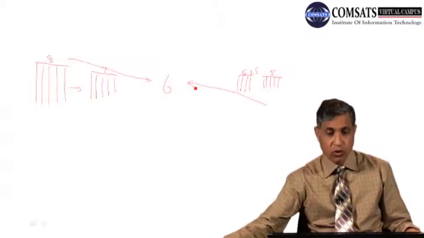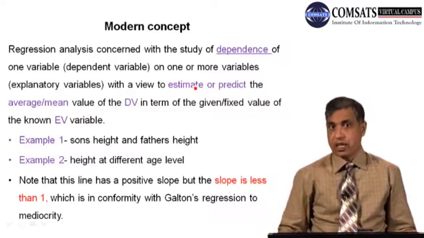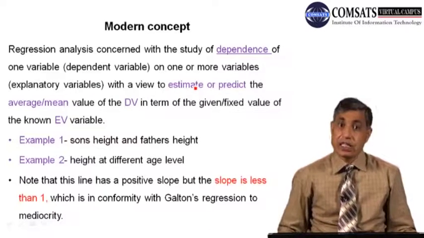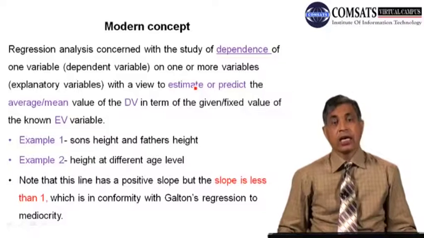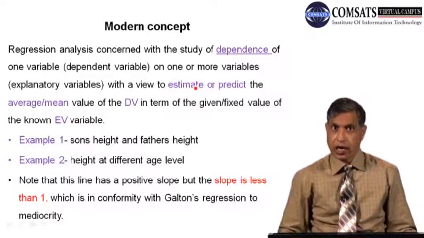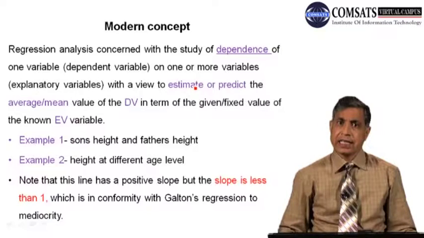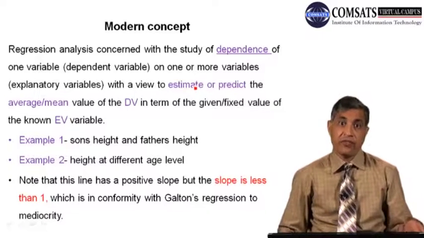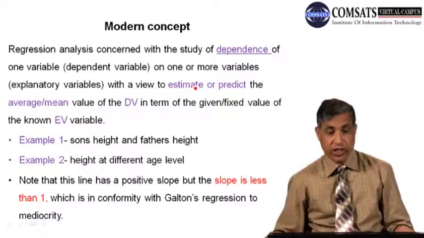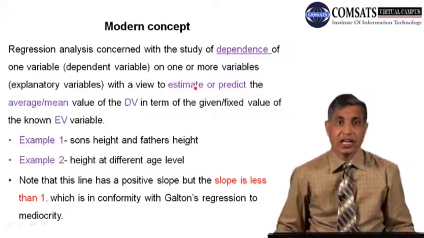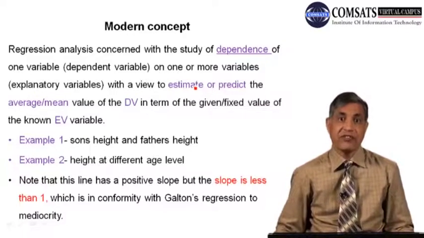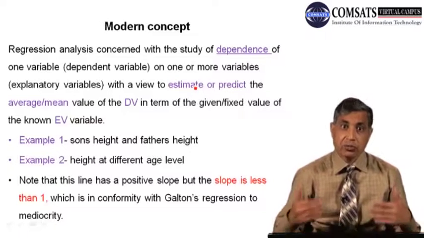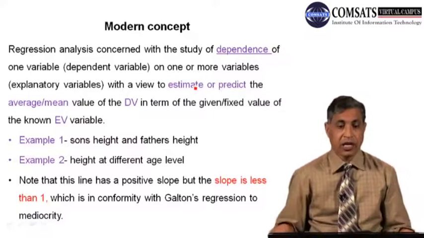So now I would go towards the modern concept. This was the very simple concept that Francis Galton gave, and I am not sure, but I think it was in the late 1880s. So it means more than 150 years ago. But now regression is used in a different context. What is its modern and different concept?